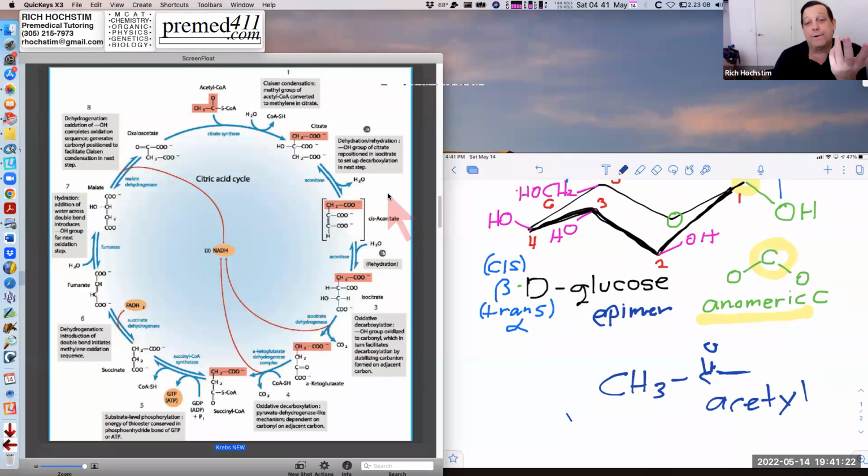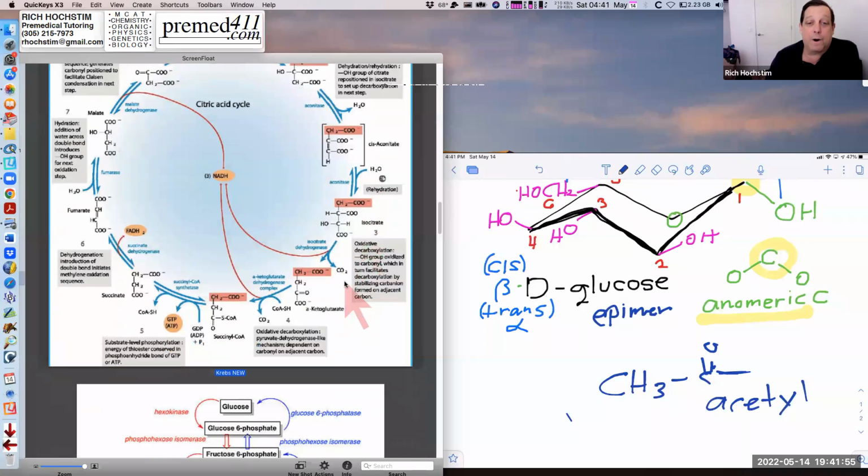But the other thing they'll do is they'll say, well, from citrate over here, we lose water. And over here, we're going to gain water. And then they'll ask you, what's this process going from here to here? And you can safely say that process must be isomerization, because you didn't gain anything, you didn't lose anything. And you know it's not going to be the same molecule, because that would defeat the whole purpose of the cycle.